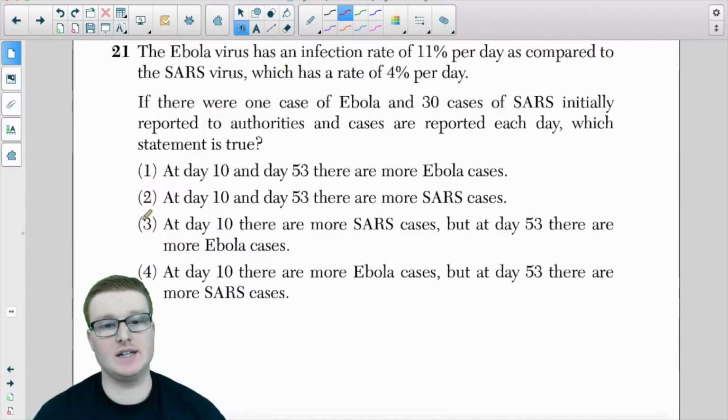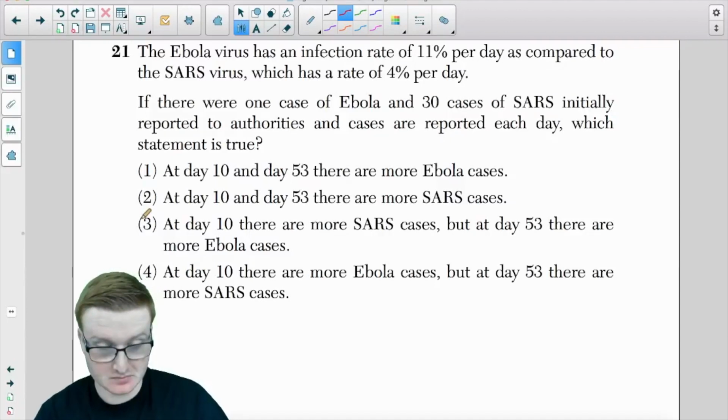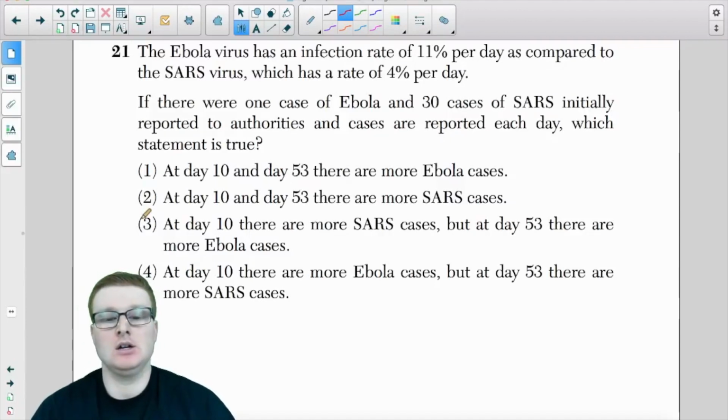The Ebola virus has an infection rate of 11% per day as compared to the SARS virus, which has a rate of 4% per day. I know what Ebola is. I don't know what SARS virus is. If there were 1 case of Ebola and 30 cases of SARS initially reported by authorities, and cases were reported each day, which statement is true?